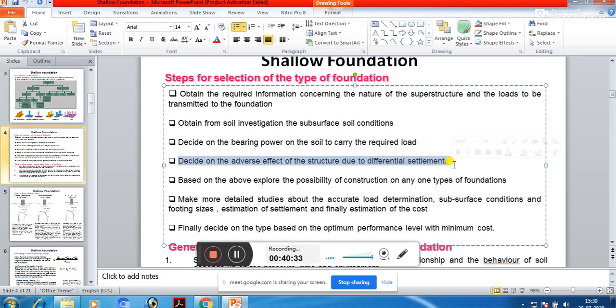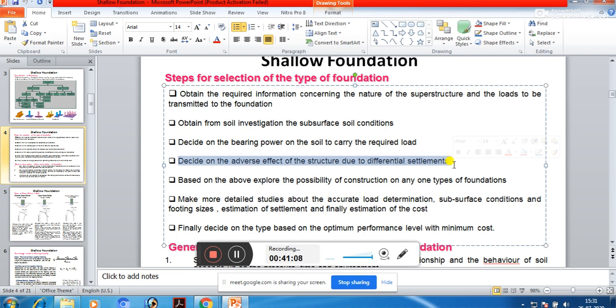The next is decide on the adverse effect on the structure due to differential settlement. So settlement is one part. You will have to think about settlement of foundation, but along with that you will have to think about differential settlement. And what is differential settlement? Differential settlement means, suppose let's say 4 columns are there in a structure. Let's say the foundation under only one column at one side is settling excessively, and other columns are just resting on the foundation exactly at the same level. So what will happen in that case?